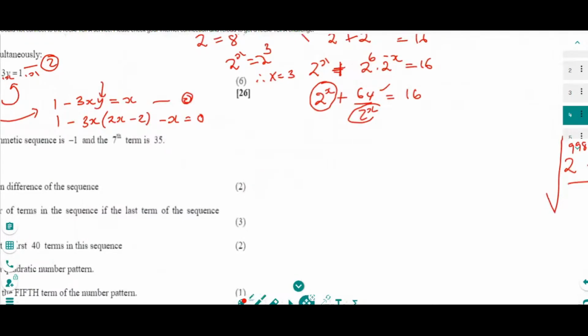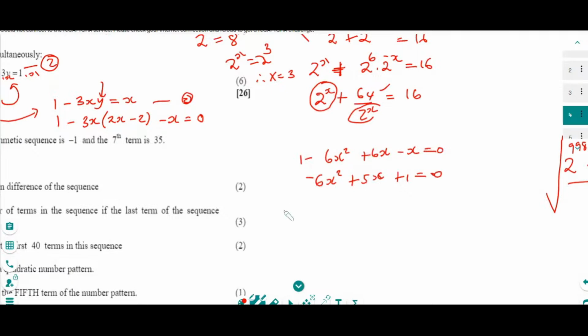Okay, this is better. So then I'll have 1 minus 6x squared, negative 3x times negative 2, that's going to give me plus 6x, and then minus x is equal to 0. Simplifying, I'll have a negative 6x squared plus 5x, because 6x minus x is 5x, and then plus 1 is equal to 0.